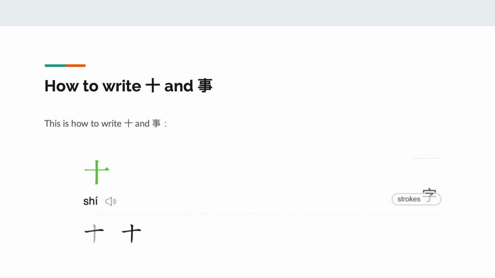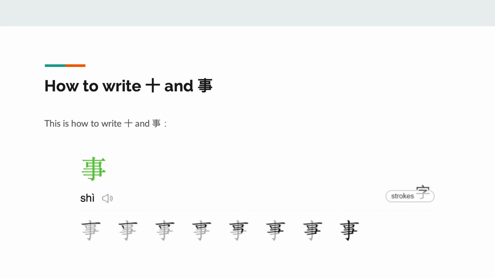Now let's look at how to write 时 and 是. They are examples of when horizontal and vertical strokes intersect, then the horizontal stroke comes first. The vertical stroke is often the finishing stroke. 十 means 10, and you can see that the horizontal stroke comes first, then the vertical stroke comes after. Next, 是 means affairs or things. You can see in this character that all the horizontal strokes come first. Also, the vertical stroke is the finishing stroke.